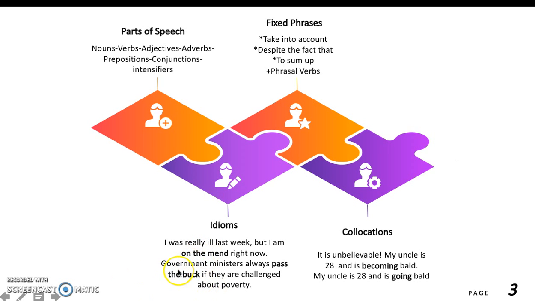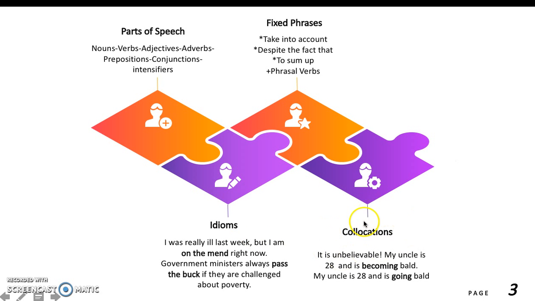Here we have another example: government ministers always pass the buck if they are challenged about poverty. So basically, pass the buck here means that somebody, or in this case the government ministers, don't want to take responsibility for something. So we must know about idioms too when we do these open-close exercises.